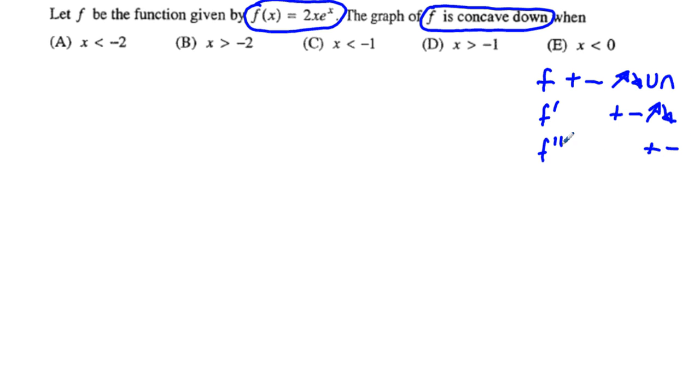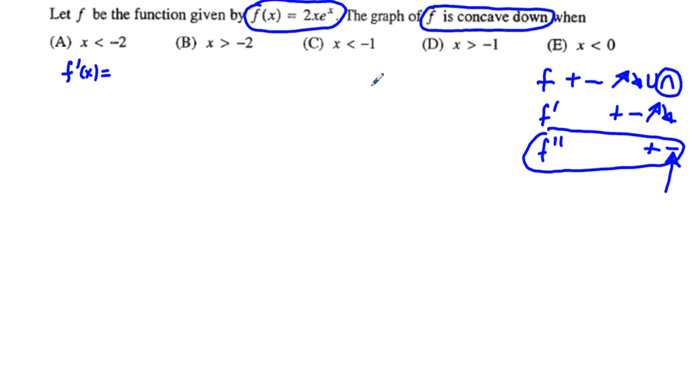So our strategy is going to be to look at our second derivative of this function right here, and specifically where that value of that second derivative function is negative, because where that value of the function is negative, we're going to have f being concave down. So we're going to say f prime of x is equal to, what we have here is a product of two functions. We have a product of 2x and e to the x.